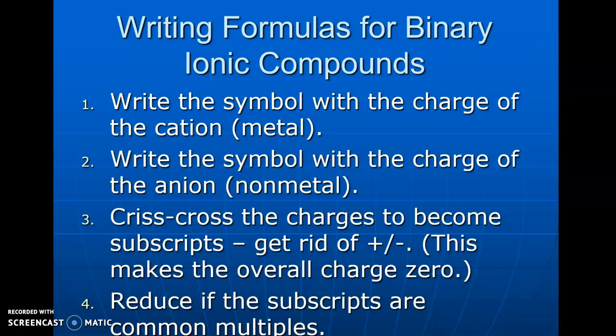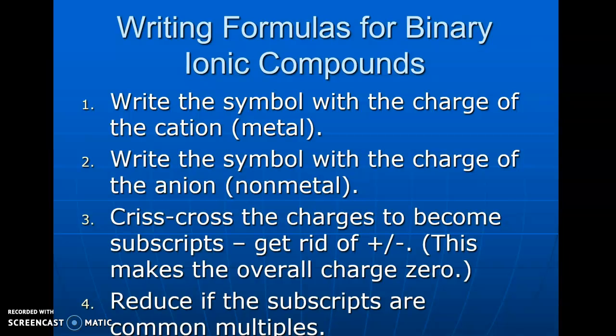So we're going to take a look at writing formulas for binary ionic compounds, looking at how they go together. So you'll be given the name of the compound, and then you'll have to write a formula. To do that, you're going to first write the symbol for the metal. That would be the positive ion, and it will be named first, followed by the symbol and the charge of the anion, the non-metal. So each of those will have their charge in their upper right-hand corner.